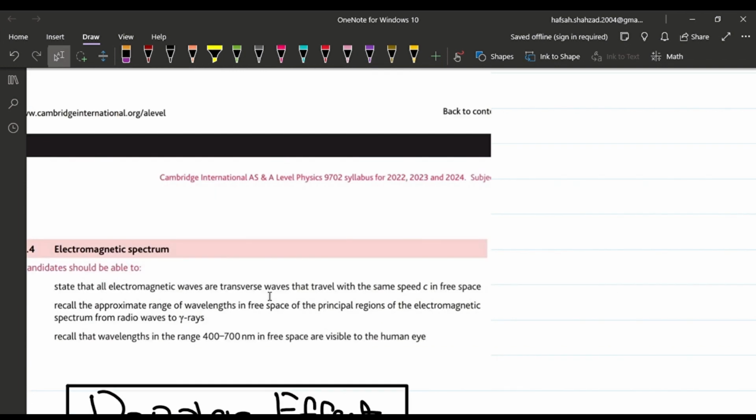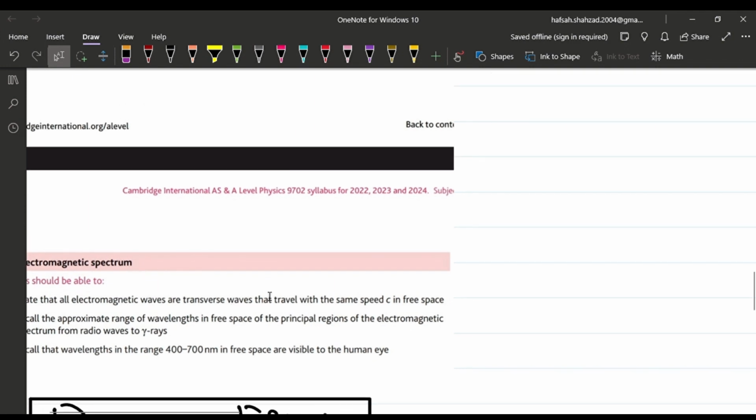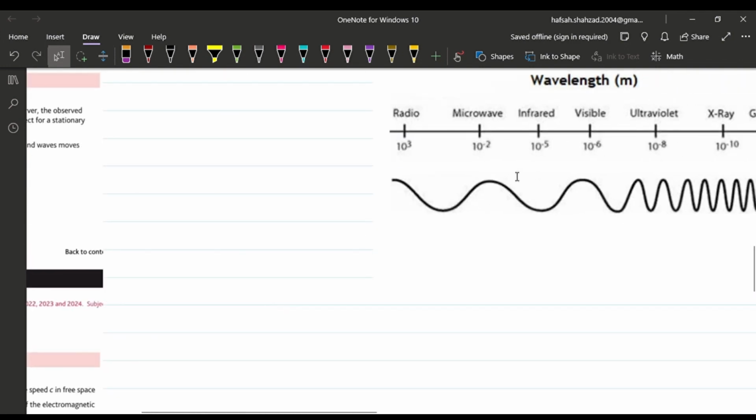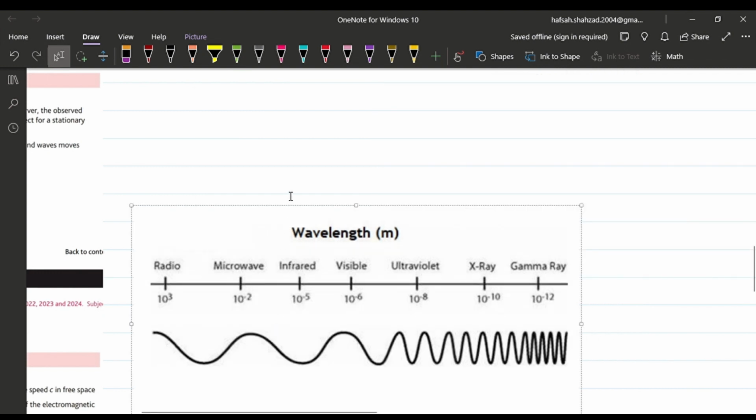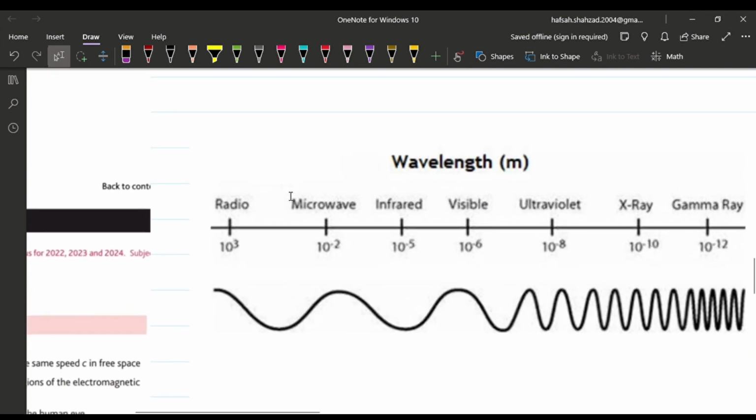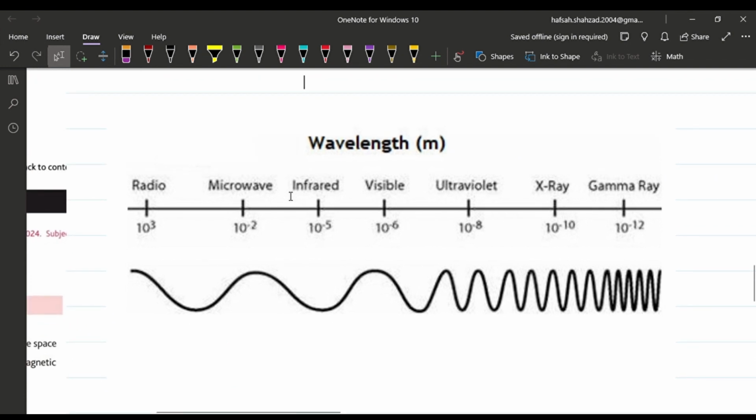Now moving on to the EM spectrum. The EM spectrum has a number of different types of waves in it. I have a diagram with me. I took it from Google, so I'll be sharing it with you all. It's a very simplified and easy diagram, so you can understand how it works. Now, how many types of waves do we have? Seven different types: radio, micro, infrared, visible, ultraviolet, which is also called UV, X-rays, and gamma rays.